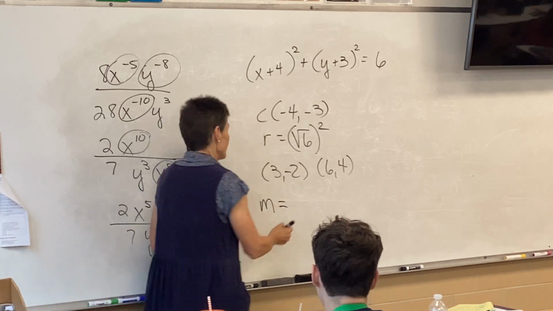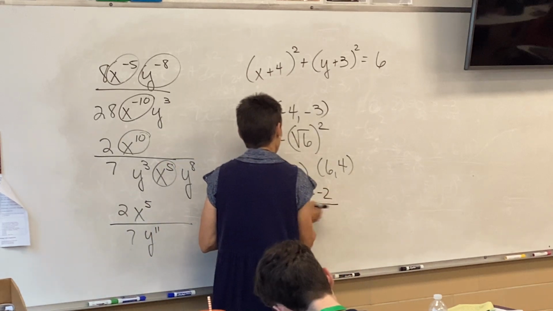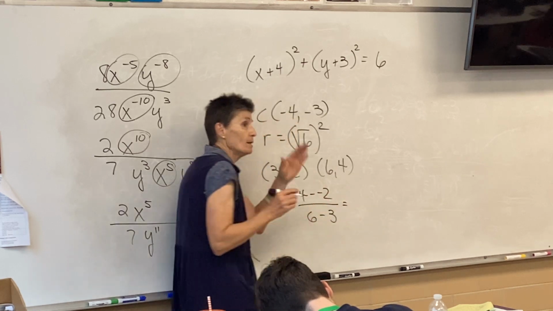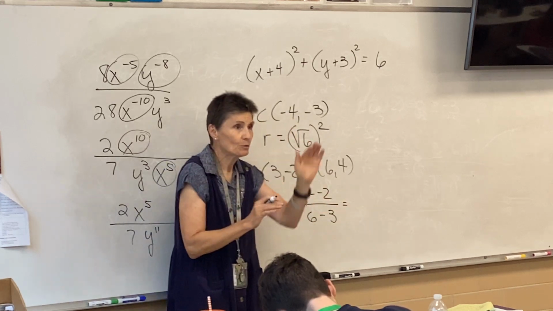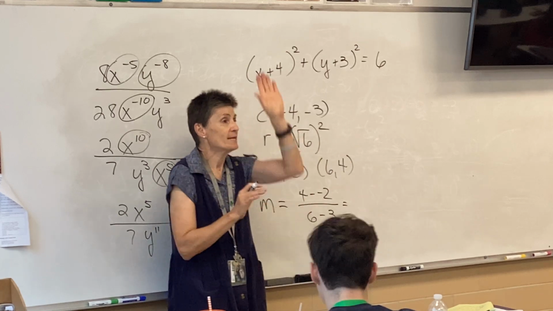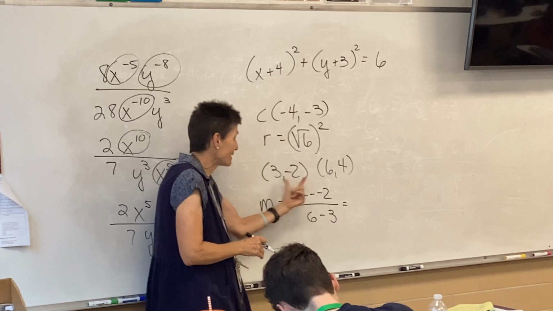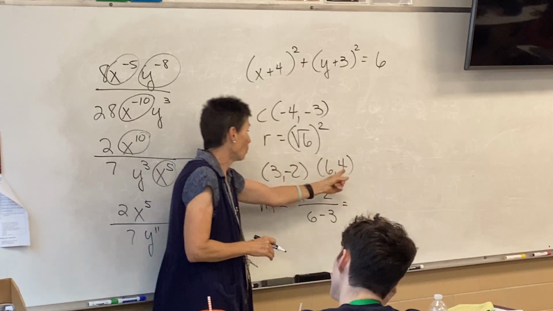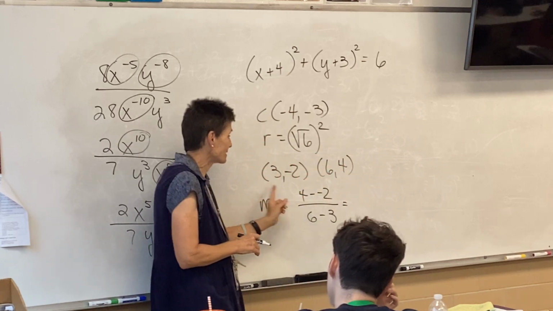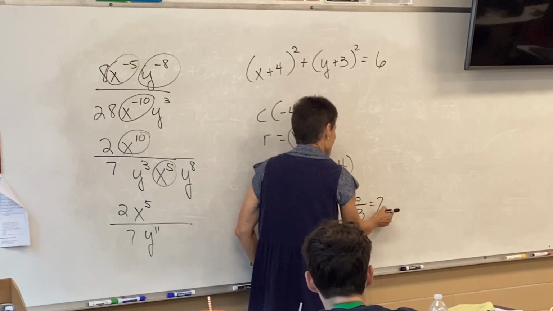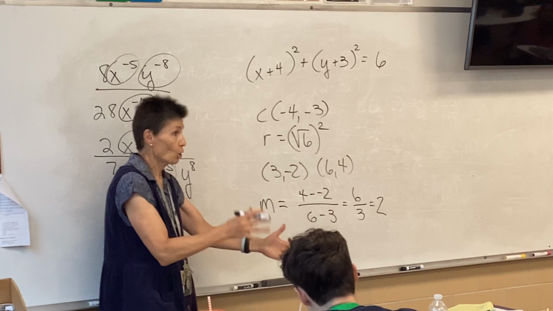Y minus y over x minus x. Now, kids, everything you do, distance, midpoint, slope, it's the y's together and the x's together. Don't be mixing x's and y's. So y minus y, x minus x. So what do I get? 6 over 3, 2. My slope is 2.